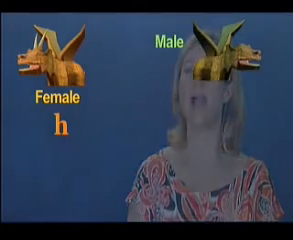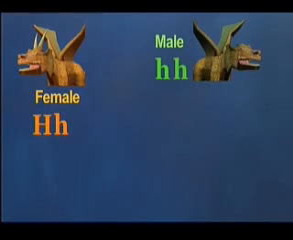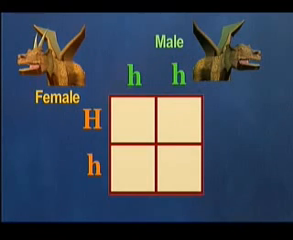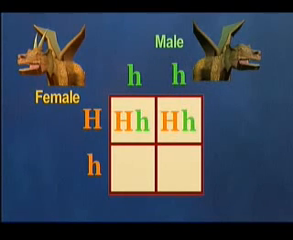Now let's do another test cross. And this time the mother dragon still has horns, but has 1 recessive h allele and 1 dominant H allele. Here's what the Punnett square looks like. The upper left box gets a H and a small h. The upper right box gets the same. The lower left box, however, gets 2 small h's, and so does the lower right box.